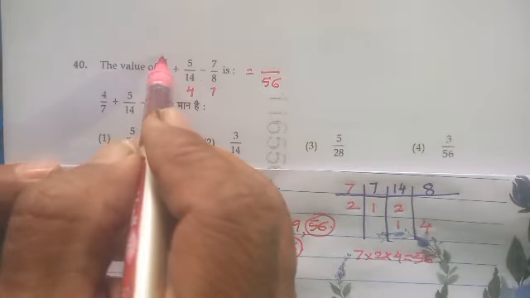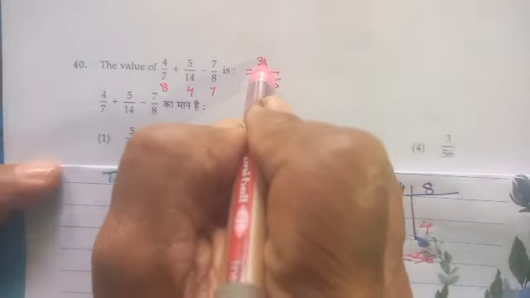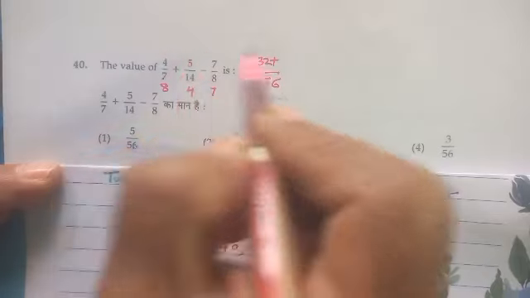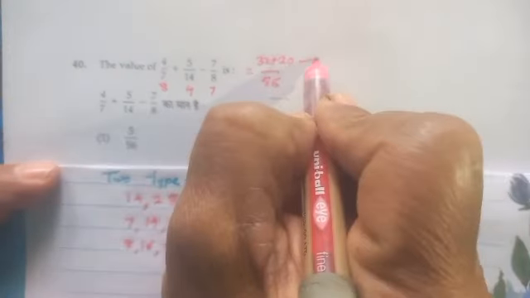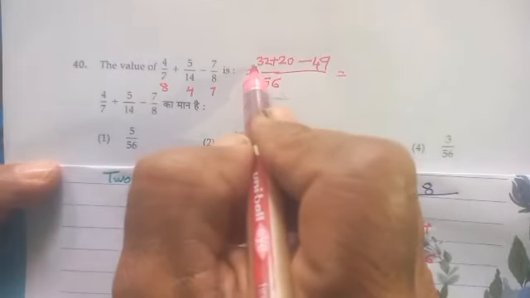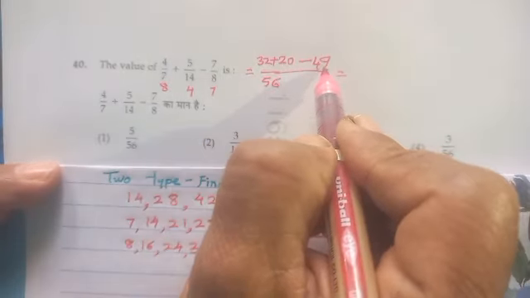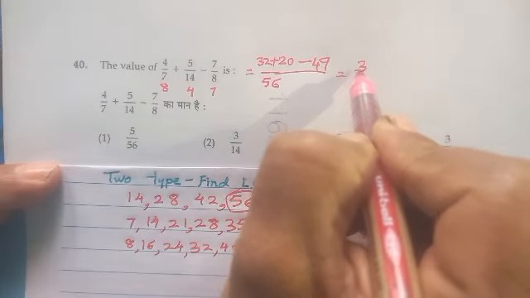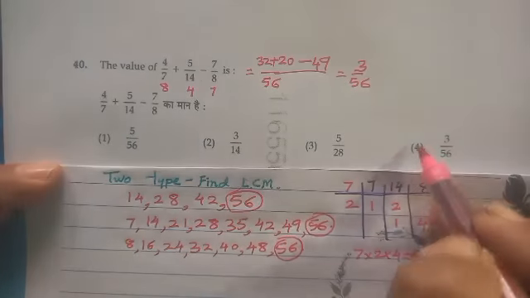Now this is multiplied by 4. 8 times 4 is 32 plus 4 times 5 is 20 minus 7 times 7 is 49. Calculate: 52 minus 49 is 3. 3 upon 56 is our answer. This is fourth.